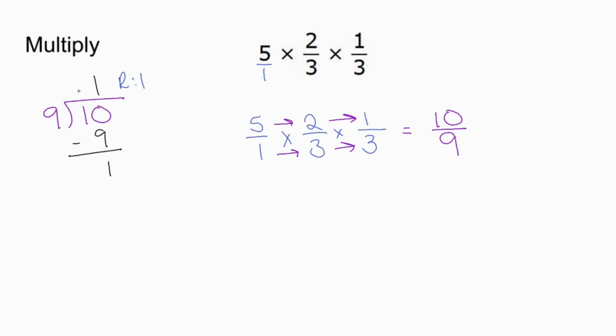How can I change all of this into a mixed number? Well, the quotient of 1 becomes your whole number that lives out in front. The remainder of 1 becomes your new numerator. And the denominator of 9 remains the old denominator of 9. So when all is said and done, we get 1 and 1/9.